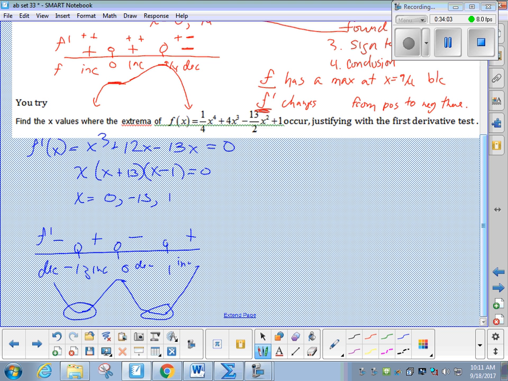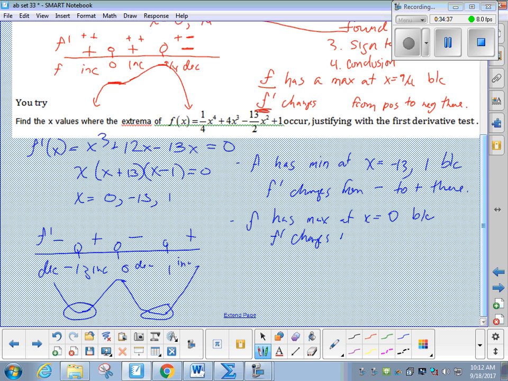So let's talk about the conclusion. F has minimums at x equals negative 13 and 1 because f prime changes from negative to positive. Okay? And you have one max. F has a max at x equals 0 because f prime changes from positive to negative.